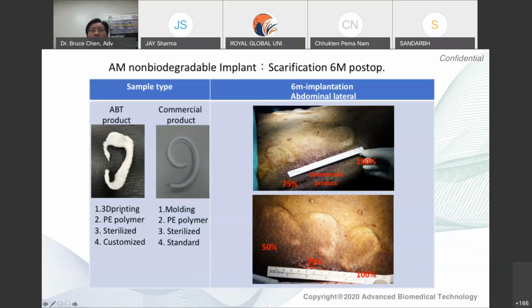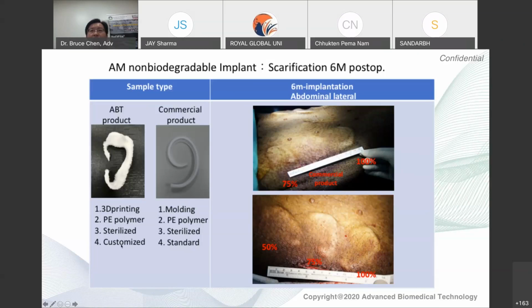It's almost the same, but it's different because the artificial ear is made by injection molding or conventional molding with a PE polymer. It's also sterilized. It's a standard size. Our product is made with 3D printing technology, using our PE filament, and we also do the sterilization and verification. But most important, it's customized.